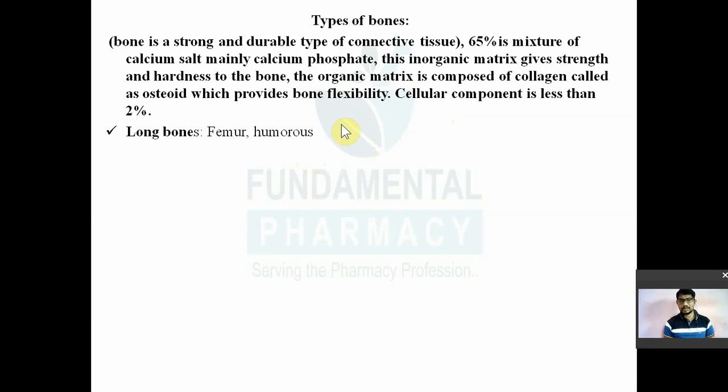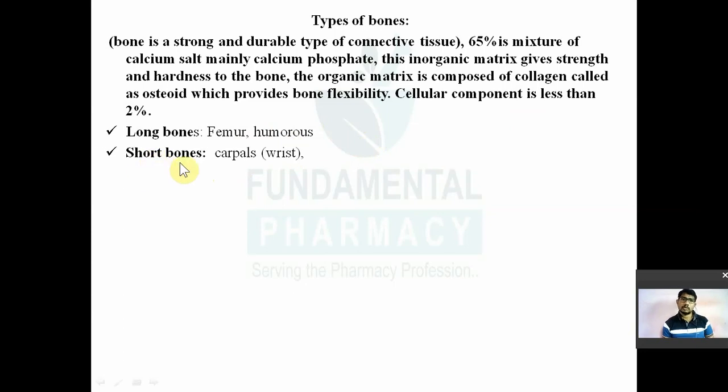Now there are different classes of bone, so we'll see what we mean by long bones. Long bones are the bones which have a shaft and articulating surfaces. That is known as long bones, for example, femur and humerus. इसमें shaft भी होगा और articulating surfaces भी होंगे. Femur is also known as the thigh bone. Humerus is the bone of your arm.